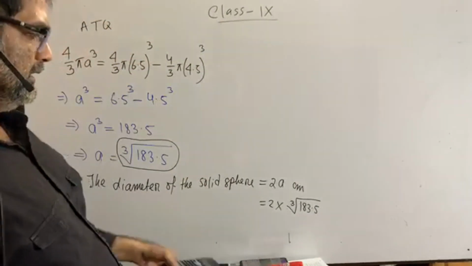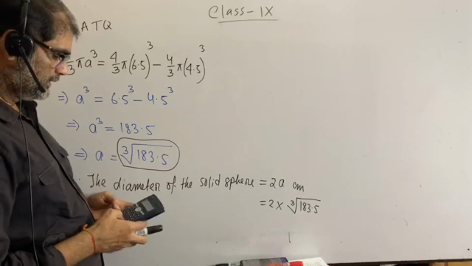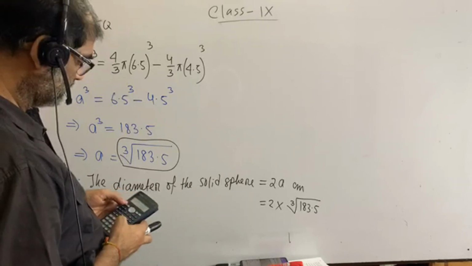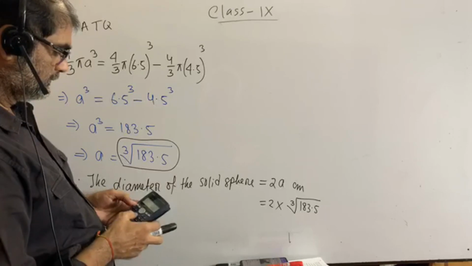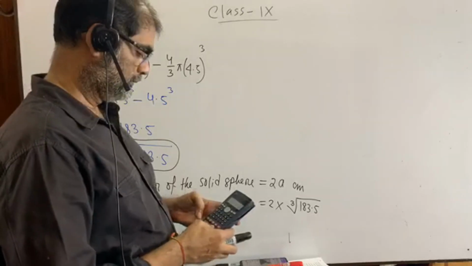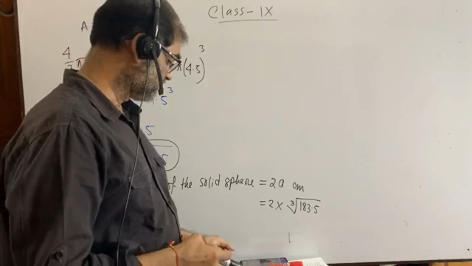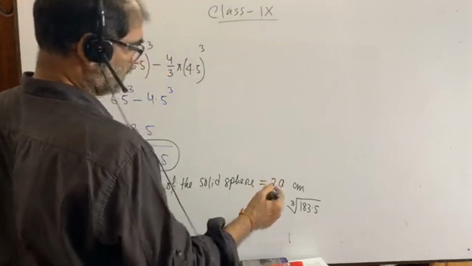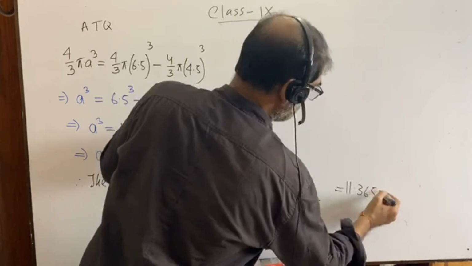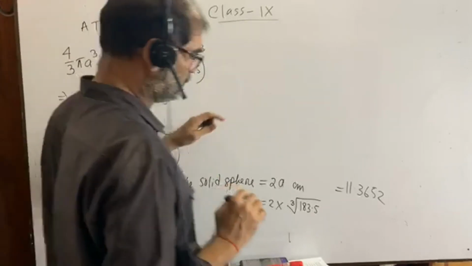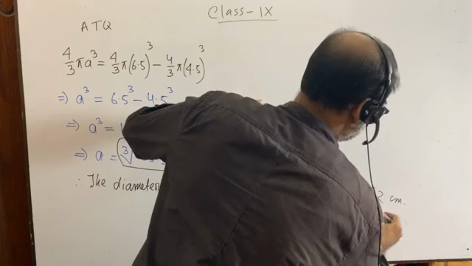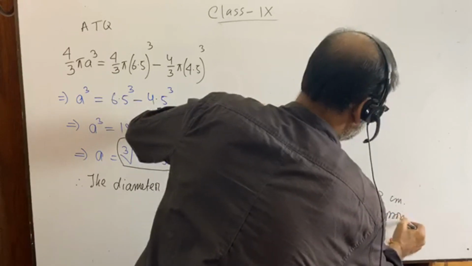Now you use the calculator again. Its cube root, into 2. So our answer is 11.3652 centimeter, approximately. Okay.